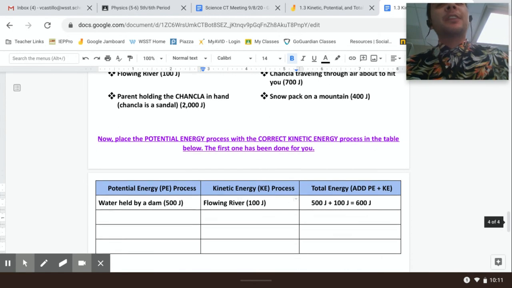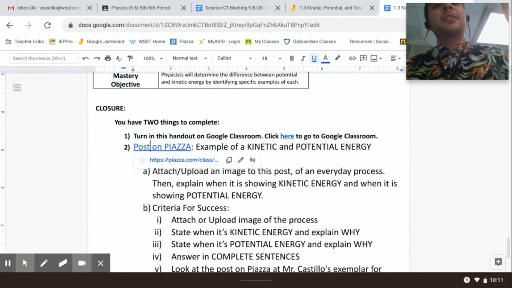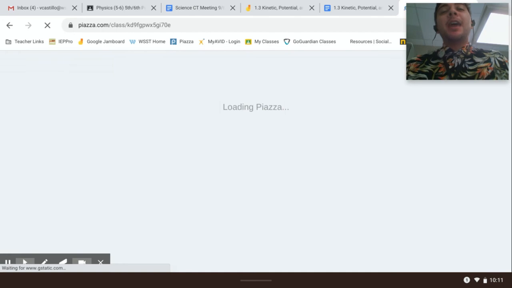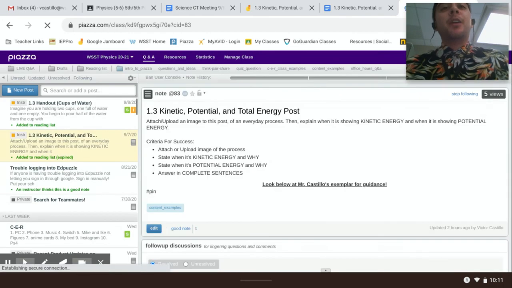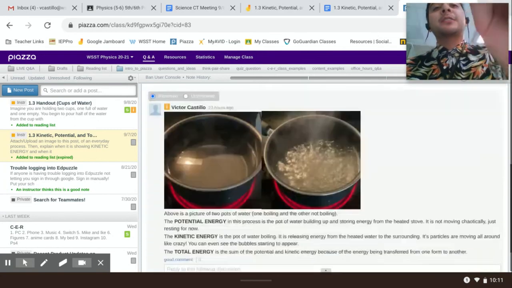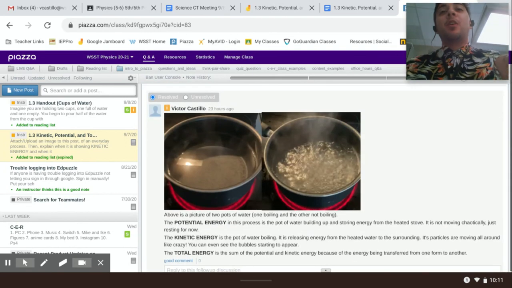Okay, so you just have to fill those in, right? After you do that, you will go down here and click on this, and it will take you to a site where you have to post on Piazza, and you basically have to post an example of potential, kinetic and total energy, right? So here are the instructions, and if you go down here, I have an exemplar of Mr. Castillo doing an example of water.